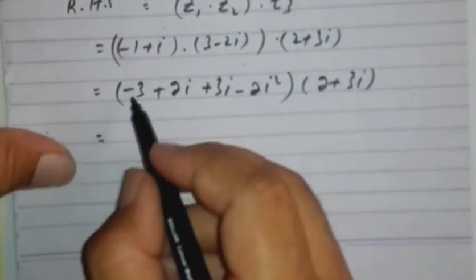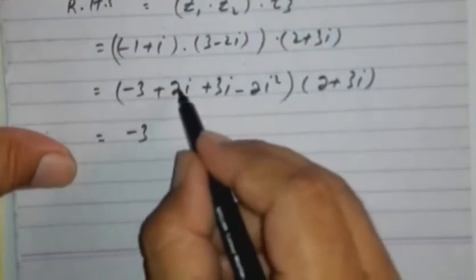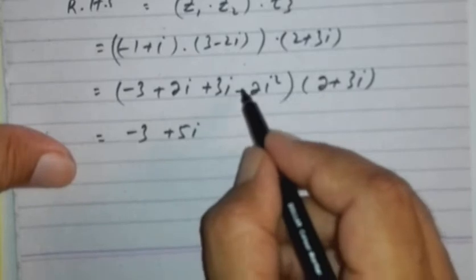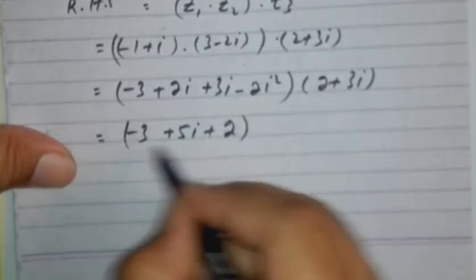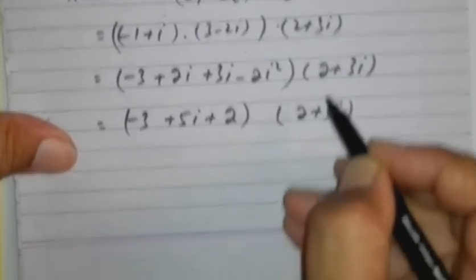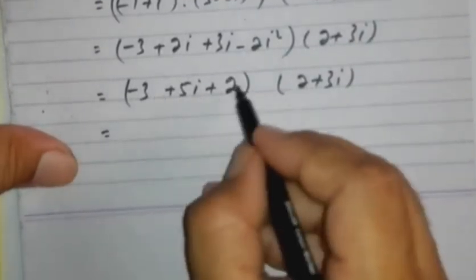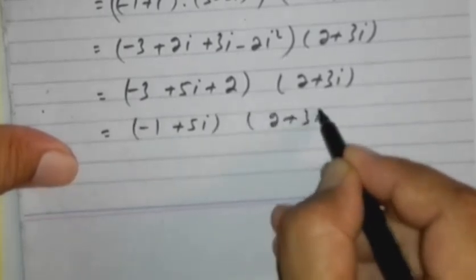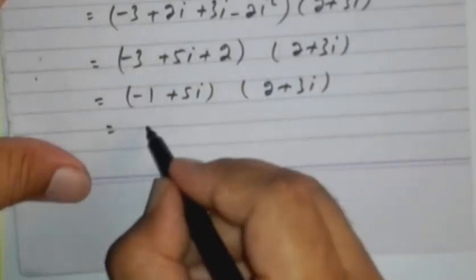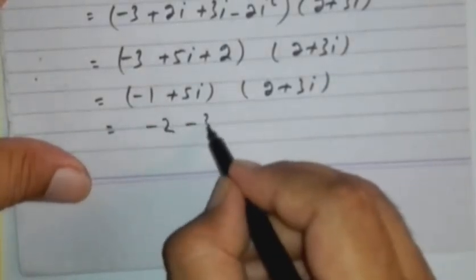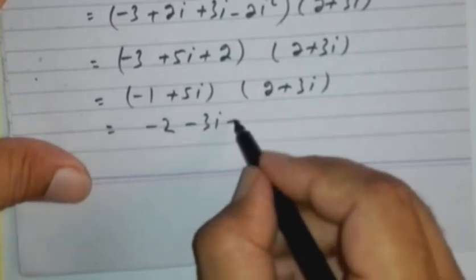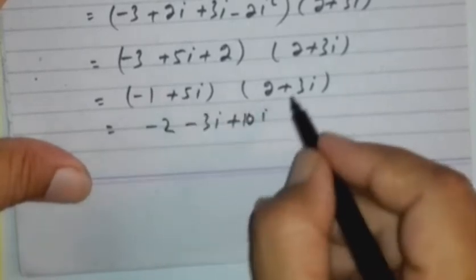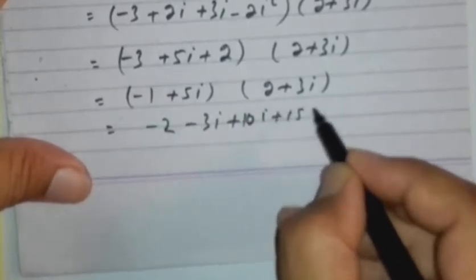Now look, minus 3, 2 plus 3, 5 iota, and iota square value is minus 1, so minus into this minus we get plus 2. Here 2 plus 3 iota. Now look, minus 3 plus 2 minus 1 plus 5 iota into 2 plus 3 iota. Now look, minus 1 into 2 minus 2, here minus 3 iota, here 2 5s are 10 iota, and here plus 15 iota square.